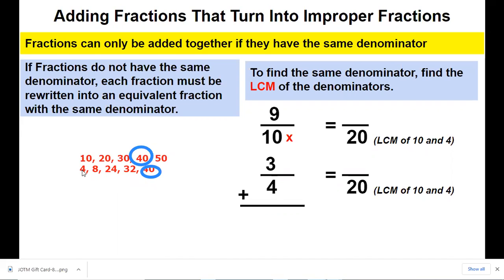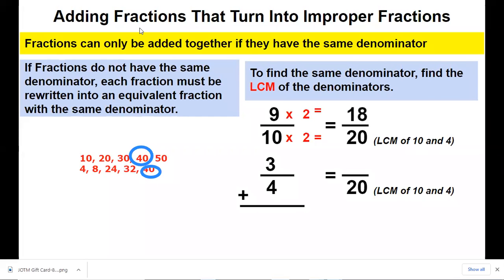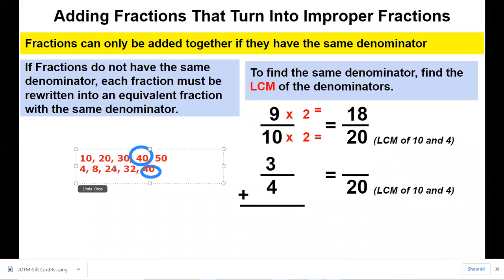Well, 4 times 1 is 4. 4 times 2 is 8. 4 times 3 is not 24, correct? What is 4 times 3? There's my error. 12. And what's 4 times 4? 16. And what's 4 times 5? 20. There is our 20. So I found my error. It's good that it happens sometimes because you want to double check your work always.